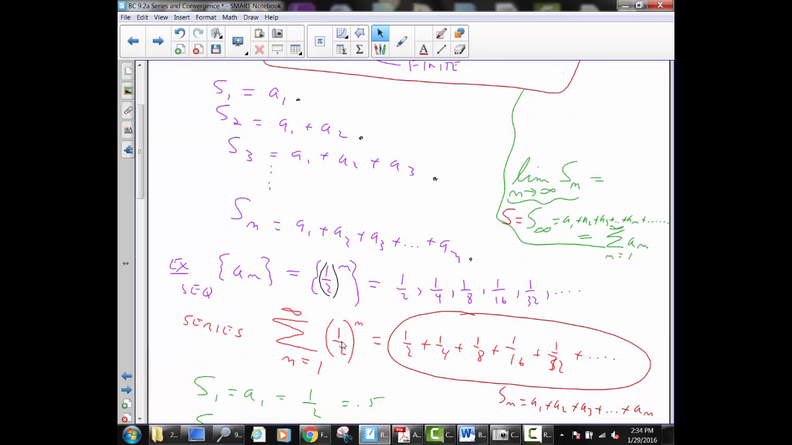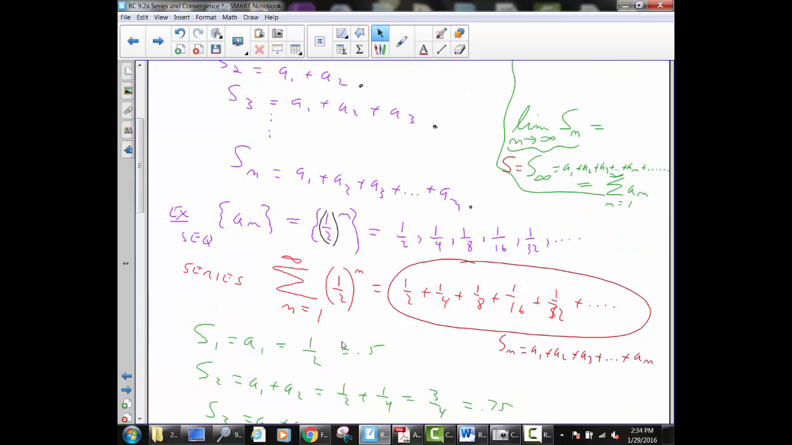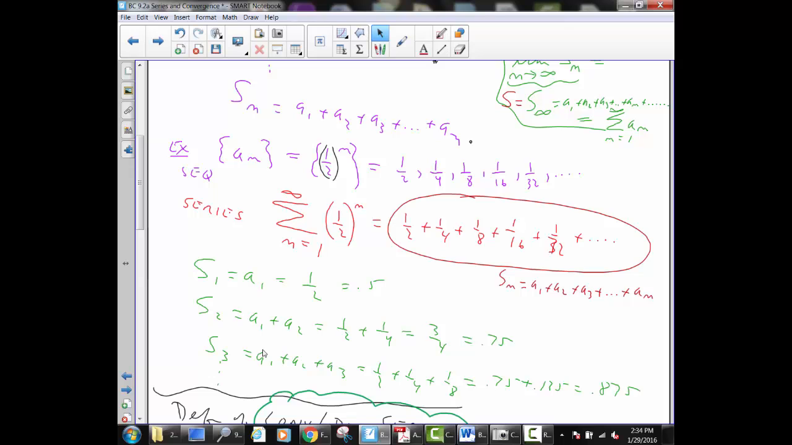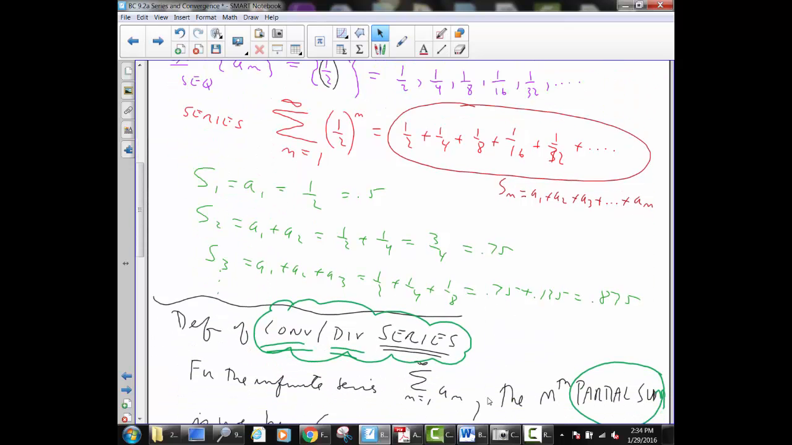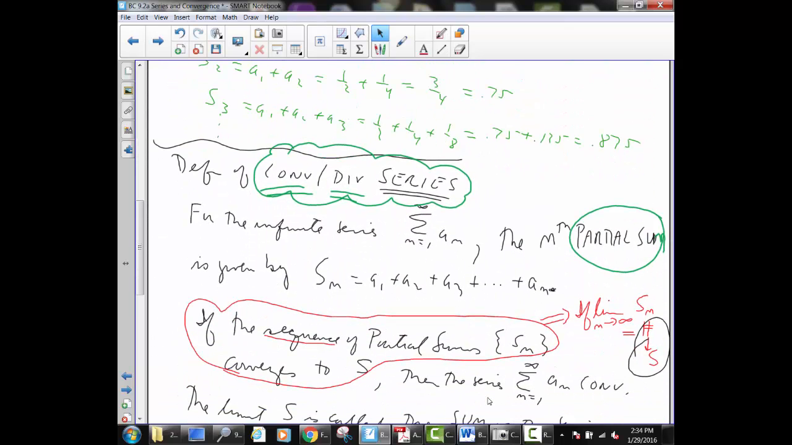So what happens is, if I had a sequence, 1/2 to the n, and I had the corresponding series, what I'm saying is S1 is the first term of the sequence or series for that matter. S2 is the sum of the first 2 terms of the sequence or the series, which is 1/2 plus 1/4. S3 would be the sum of the first 3 terms. Now, here's how it works.